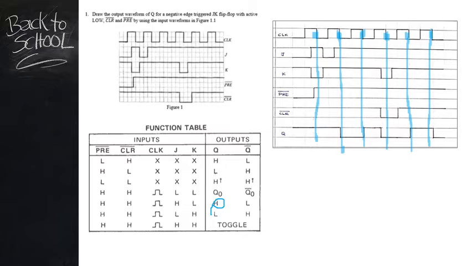For the second negative edge trigger, as you can see, the preset and clear are still high. So we look at the JK input. The J is high, K is high. When both inputs are high, it will toggle the waveform from high to low.